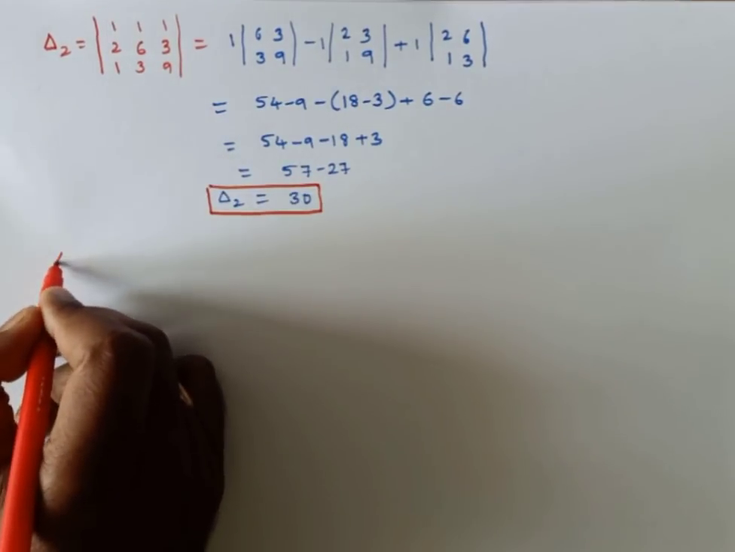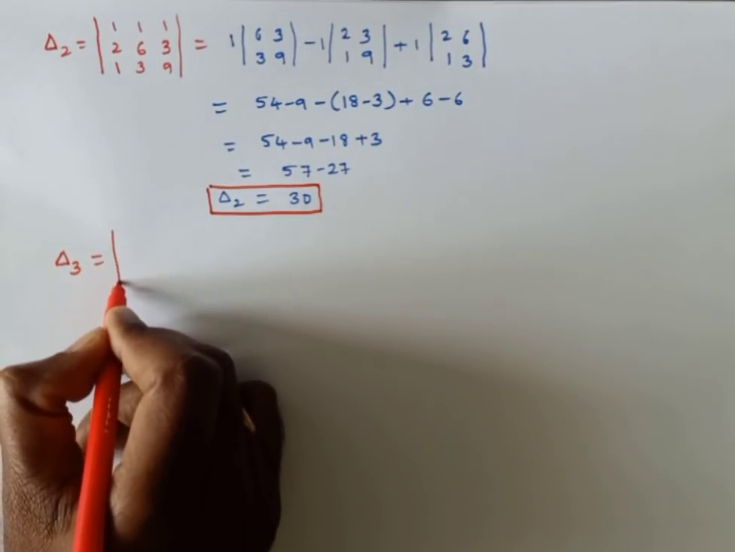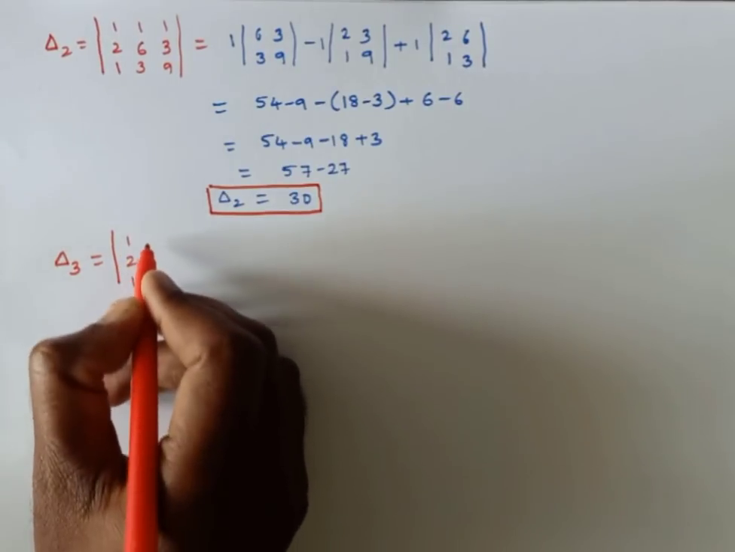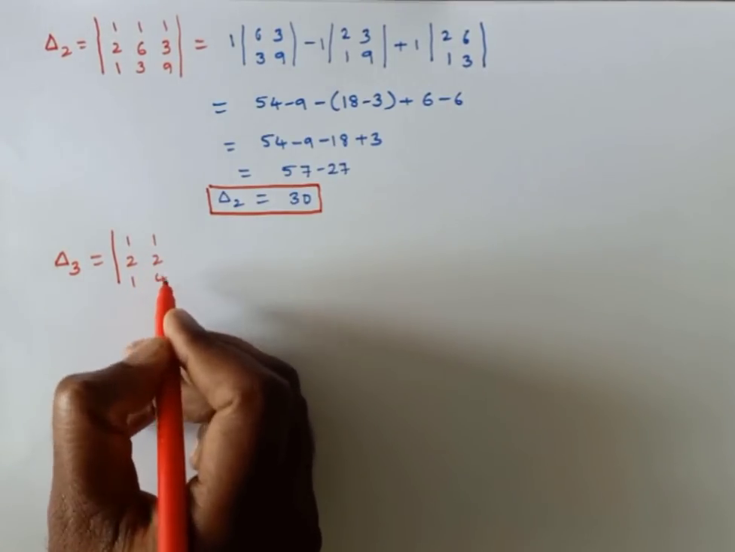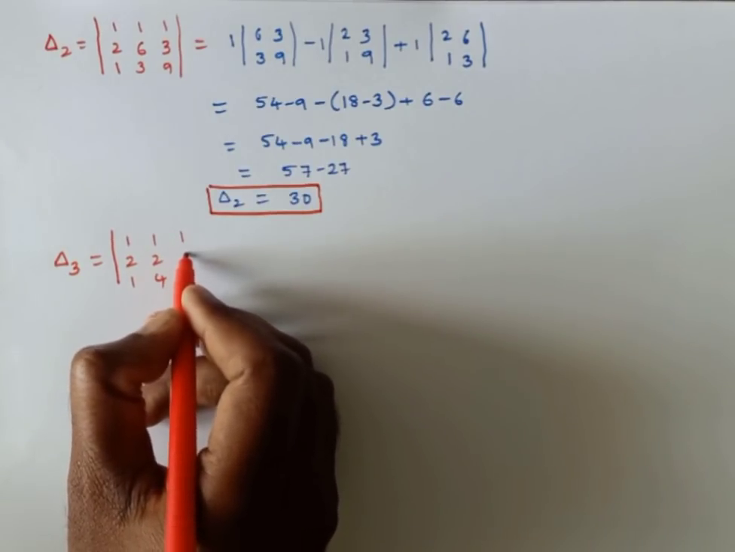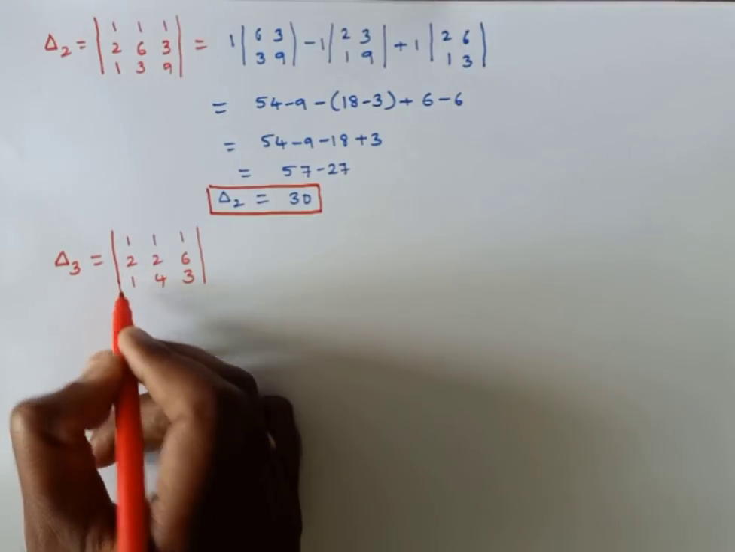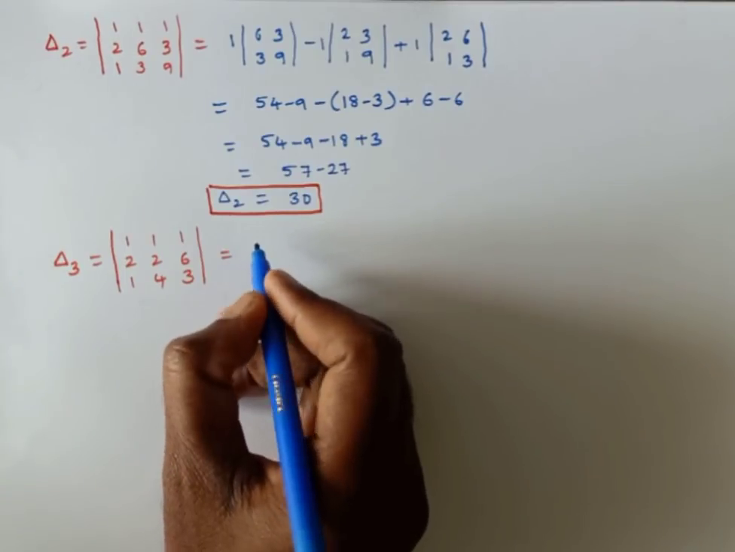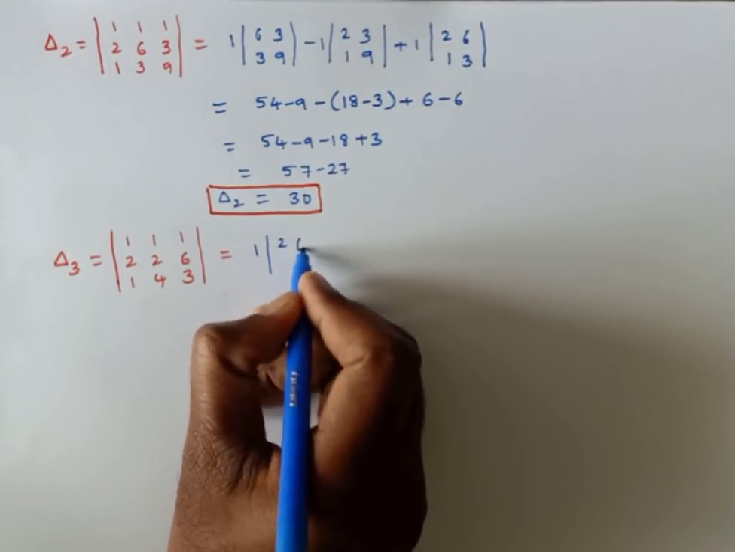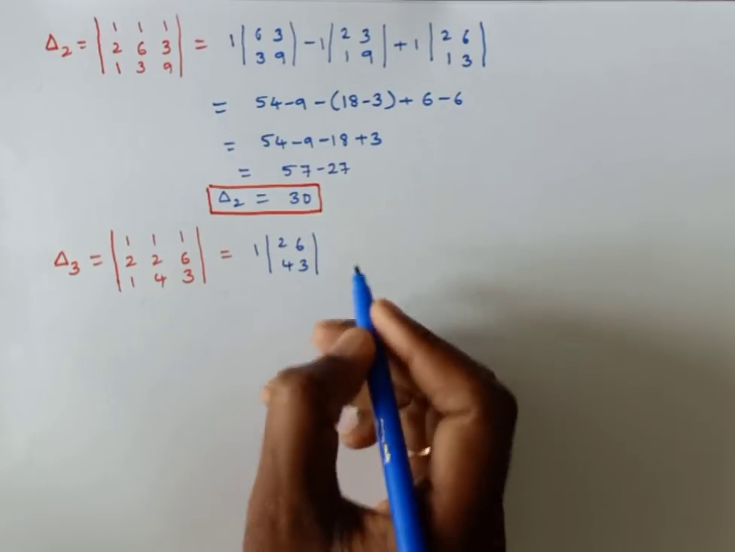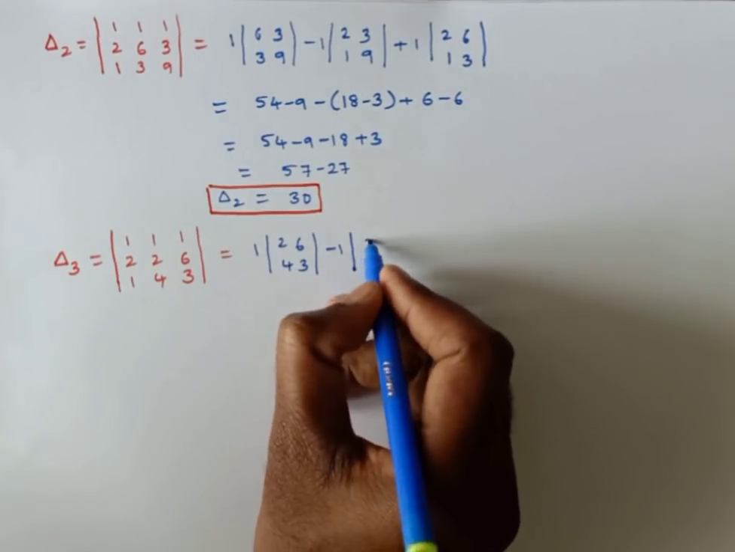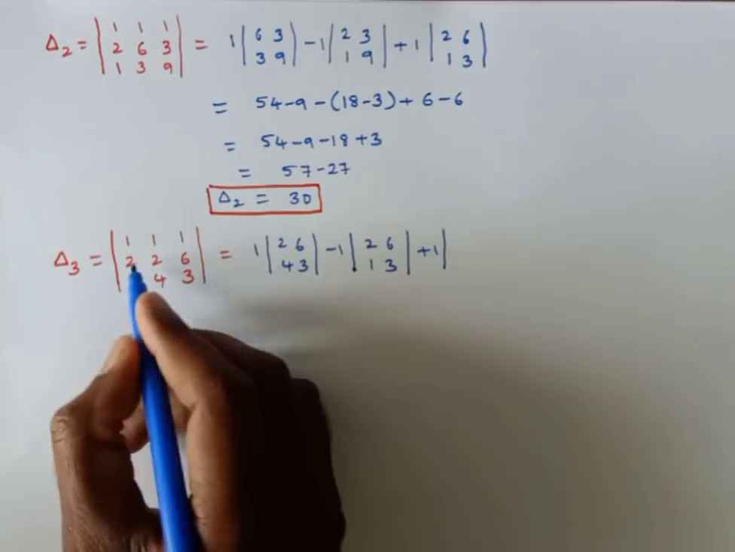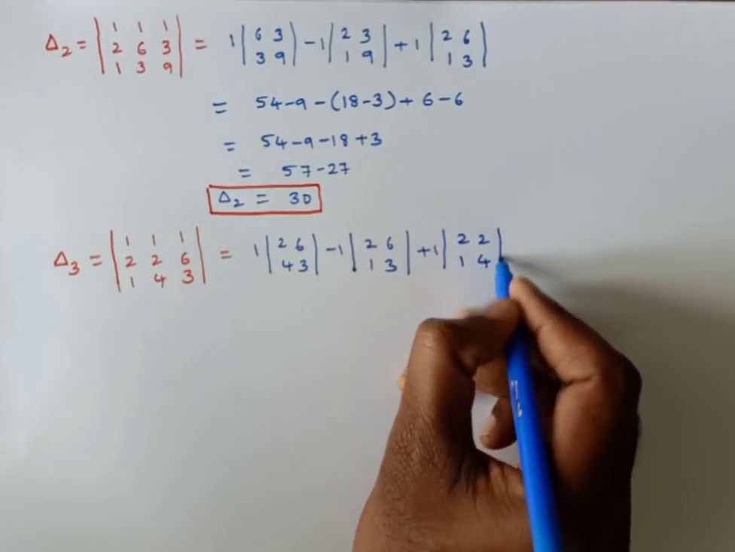Similarly, you can evaluate delta 3. Delta 3 is obtained by replacing the third column of the matrix A with the constant matrix. 1, 2, 1 as it is, then 1, 2, 4 as it is. Then the third column is 1, 6, 3. Column 3 is interchanged with the constant matrix. Now evaluate this. It is 1 times 2, 6, 4, 3, minus 1 times 2, 6, 1, 3, plus 1 times 2, 2, 1, 4.